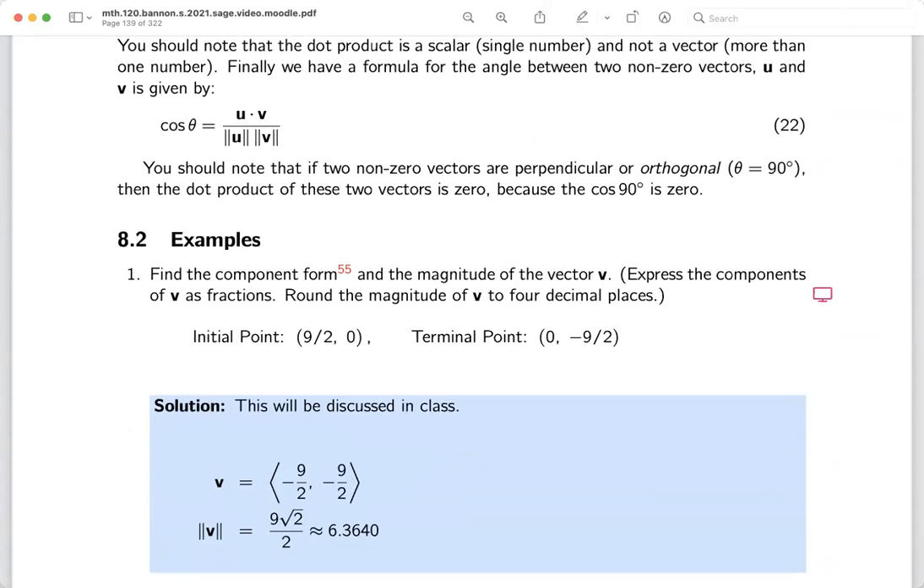So let me switch screens. I'm going to plug in my thing here. Just give me a moment.